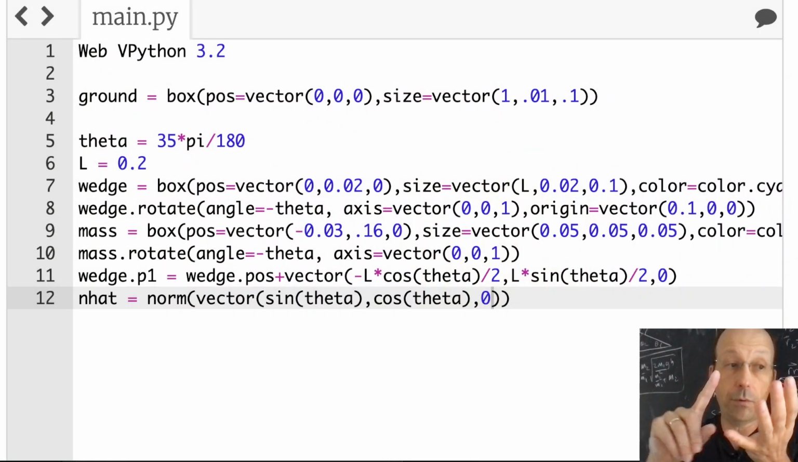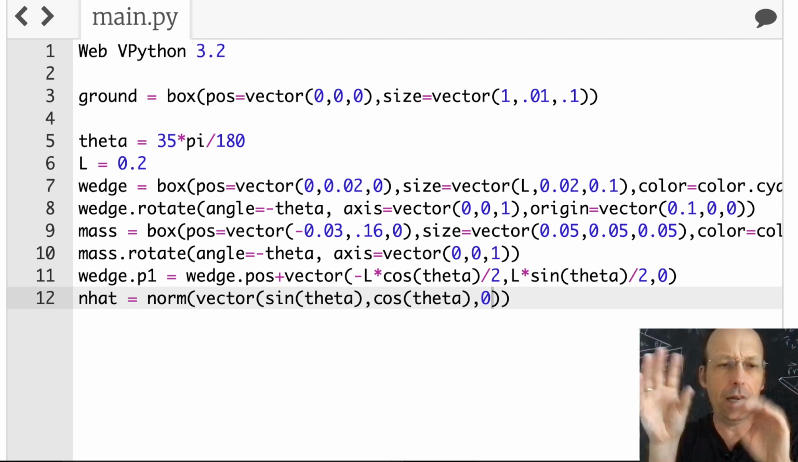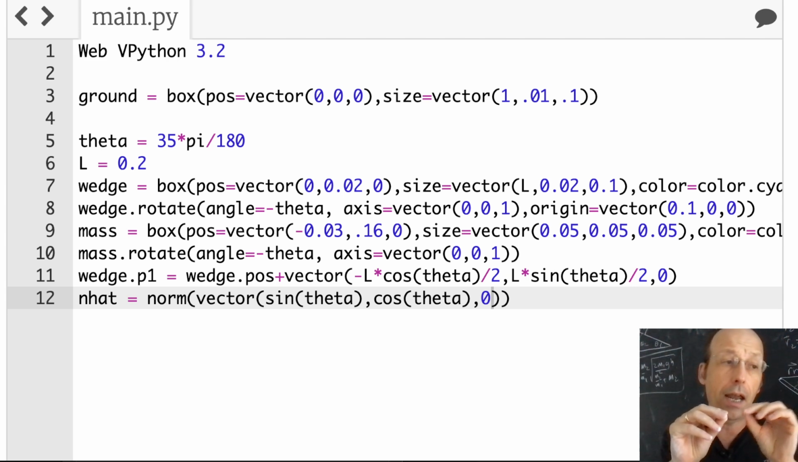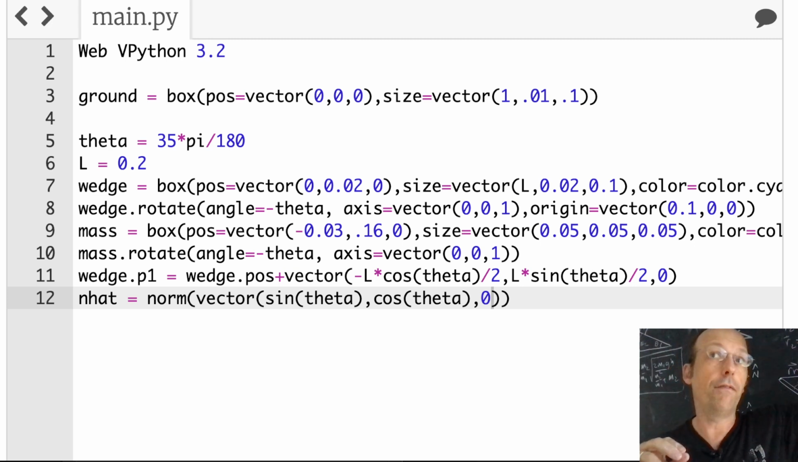Okay, so what I did was I made the ground, I made the wedge, which is another block, I made the mast. I just manipulated them around until I could get them to work. And I also made this thing called wedge.p1. That is the top point of the wedge, where I measure that RR from.